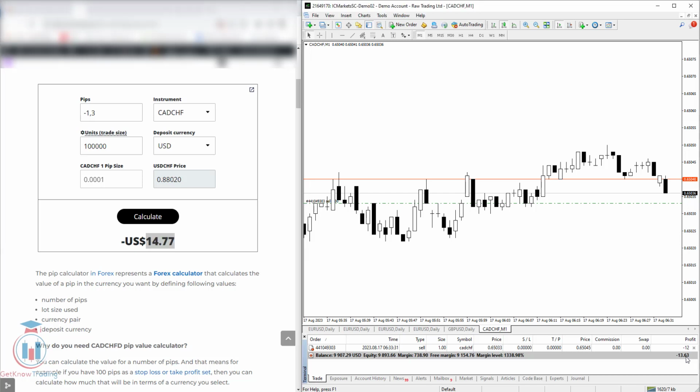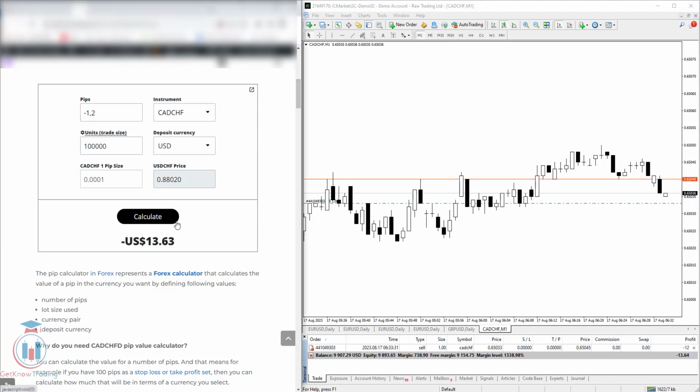So let's see if it is the same value or not. I currently have minus 12. Let's change this one to number 2 so we can easily follow. It has changed right now to 13. Let's return back. You can see it here. It is the same value, minus 14.77. You can see that this Pip value calculator calculates the same amount as this trading platform.